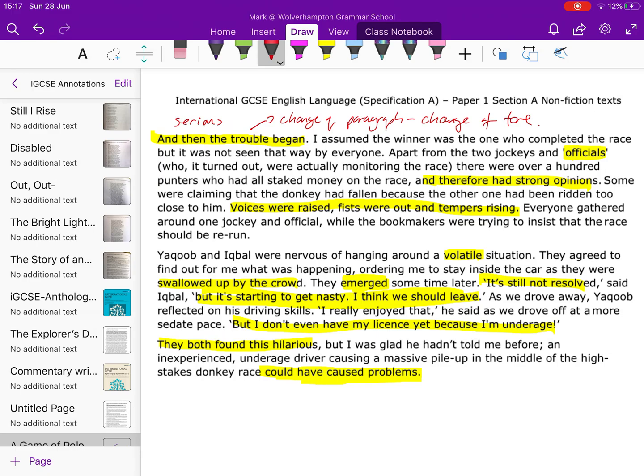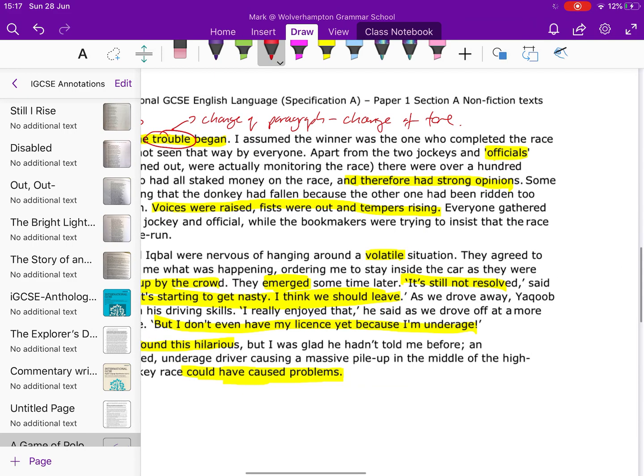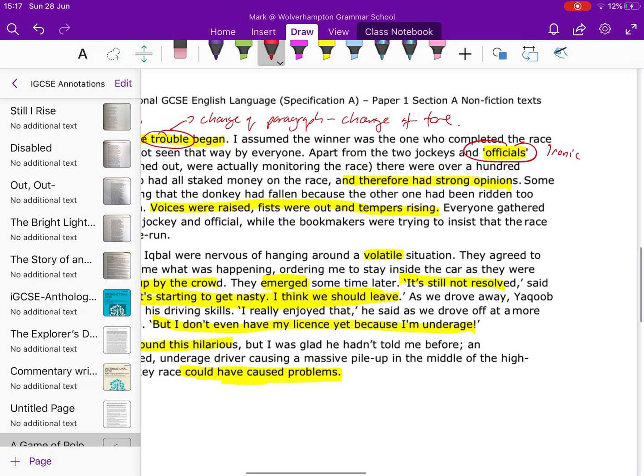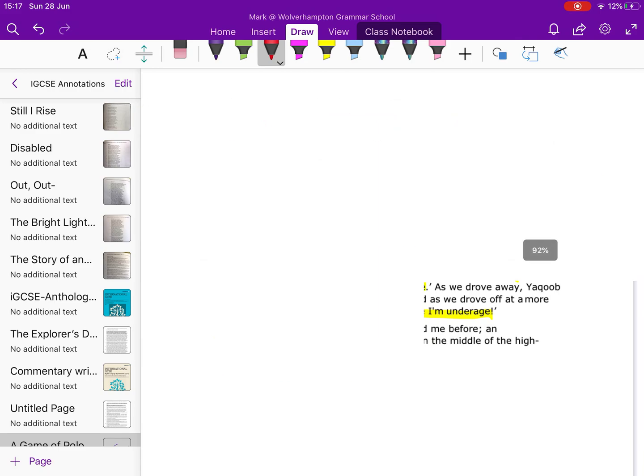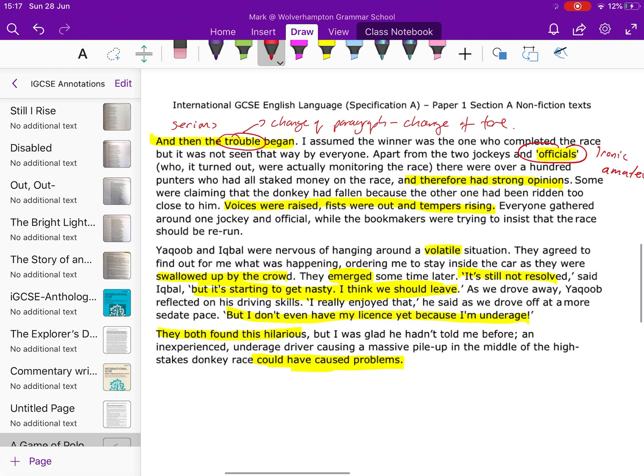So we've got the trouble began. The word trouble obviously suggests that something more serious is about to occur. We've got these inverted commas, so this suggests that the use of the word officials is ironic. This is a very amateur race. The word officials makes them look the opposite, makes them feel unofficial, makes them seem like they are amateurs, and this race wasn't actually properly marshalled.